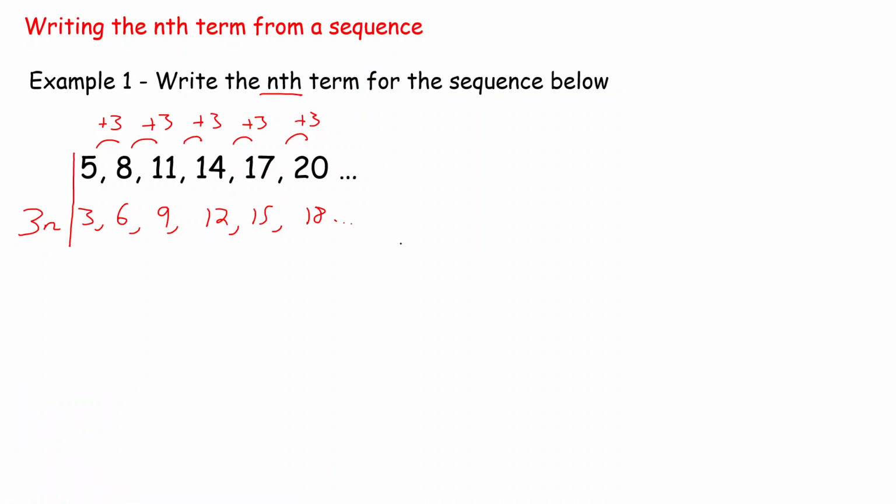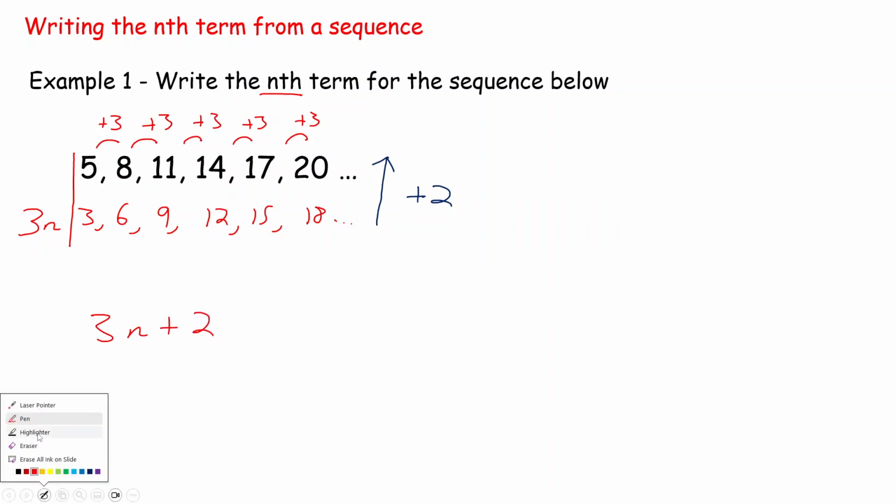So if we add on 2 from these red terms to the ones above, we get the sequence that we want. So we've got to go plus 2 to each of these numbers to get to the ones that we want above. Therefore, the nth term of the sequence is going to be, we've got the 3n there, and we're adding on that 2, so 3n plus 2, and that is our nth term for this sequence, okay?